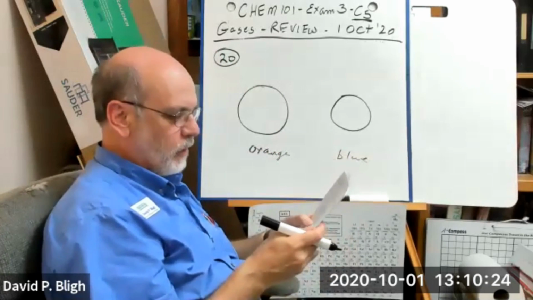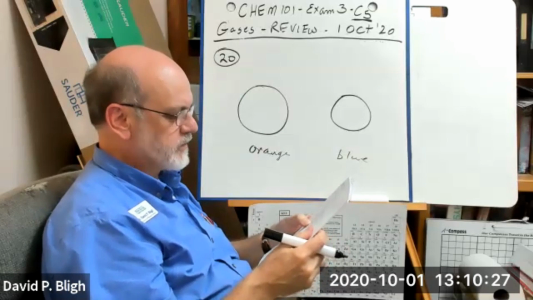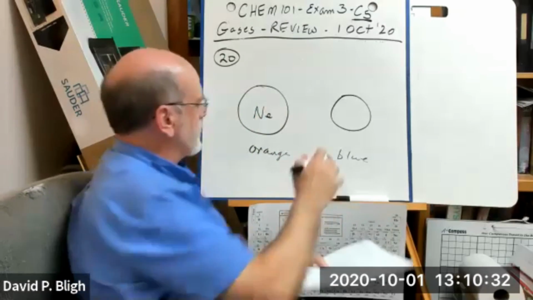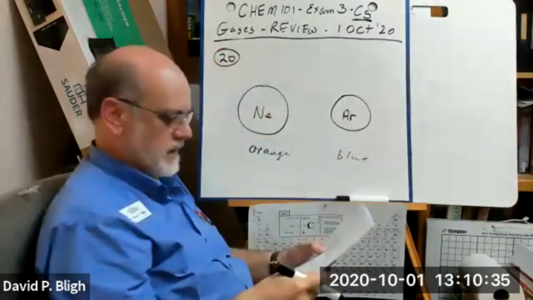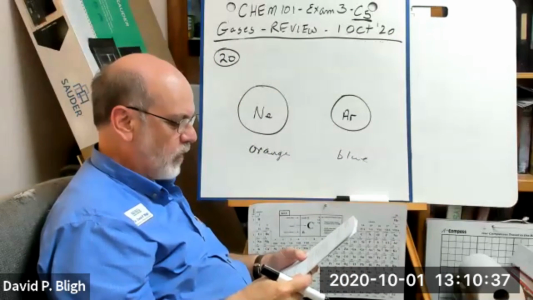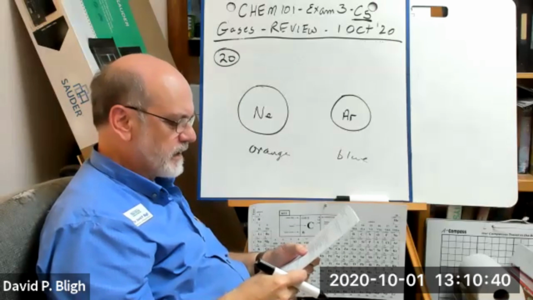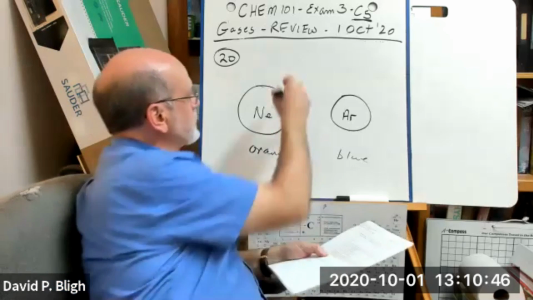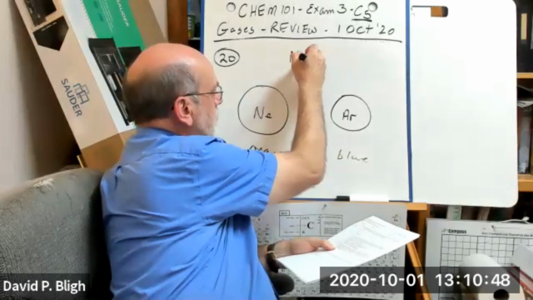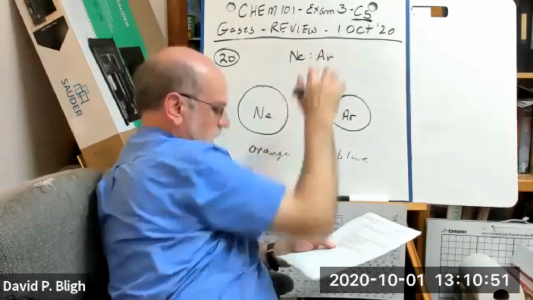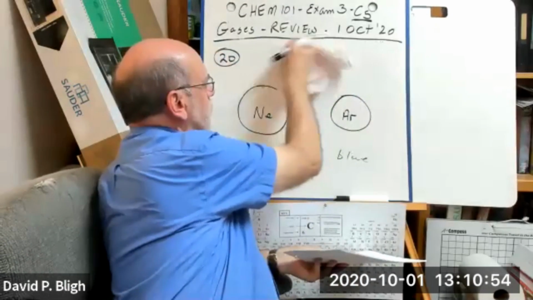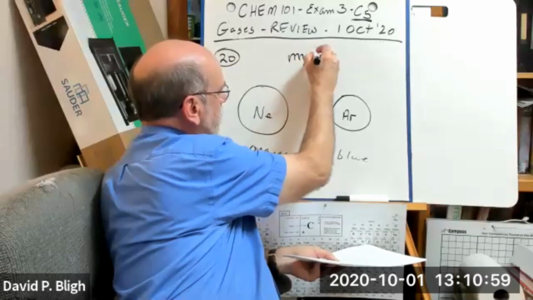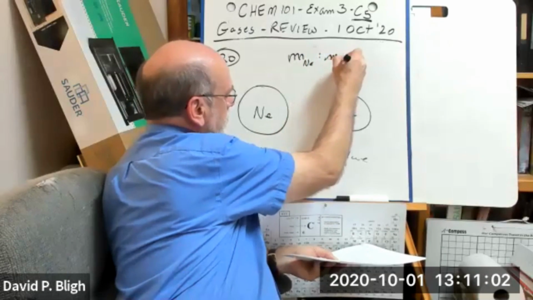Okay. Now, what do we have in each one? The orange balloon has neon in it. And the blue has argon. All right. The orange balloon has twice the volume of the blue. We got that. Which of the following best represents the mass ratio of neon to argon? Actually, that's not what we're looking for. We're looking for the mass of neon to the mass of argon.